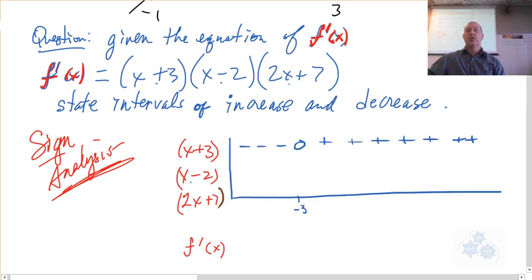We do the same thing for the other factors involved. So x minus 2 is 0 at positive 2, right? 2 minus 2 is 0. Anything less than 2 makes this negative, and anything greater than 2 makes this positive. Now 2x minus 7 is 0 at negative 7 over 2, so negative 7 over 2 is negative 3.5, so here's negative 7 over 2.